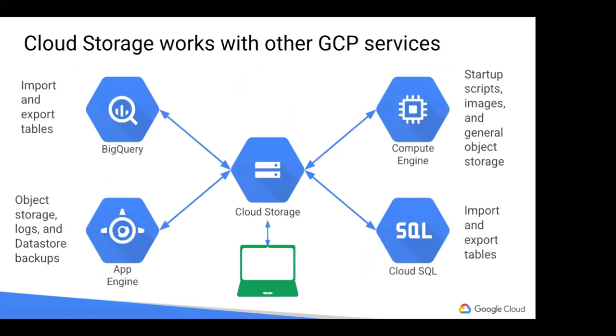Now, this is a big picture. So we have Google Cloud Storage. How does that fit into the bigger Google ecosystem? So with BigQuery, you can do export and import utilizing Google Cloud Storage. With Compute Engine, you have scripts that can reside in Google Cloud Storage. With App Engine, you can write objects, use Google Cloud Storage as an object storage for backups, logs, and so many other things. And with Cloud SQL, again, you can read data back and forth. You can export and import data out of a SQL Server or MySQL instance into Cloud Storage.